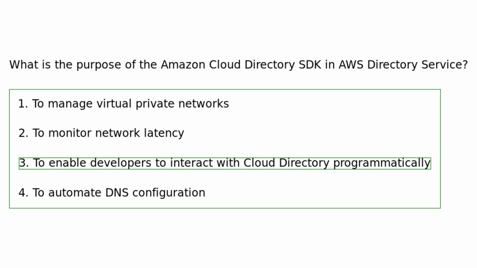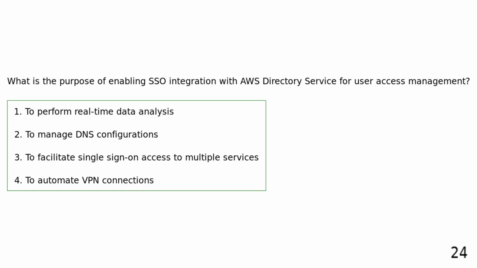The Amazon Cloud Directory SDK allows developers to interact with Cloud Directory programmatically, making it easier to integrate directory services into custom applications and workflows. What is the purpose of enabling SSO integration with AWS Directory Service for user access management? To perform real-time data analysis. To manage DNS configurations. To facilitate single sign-on access to multiple services. To automate VPN connections.